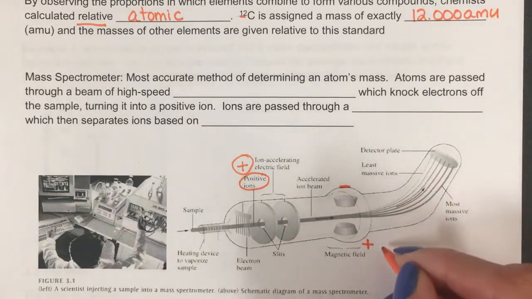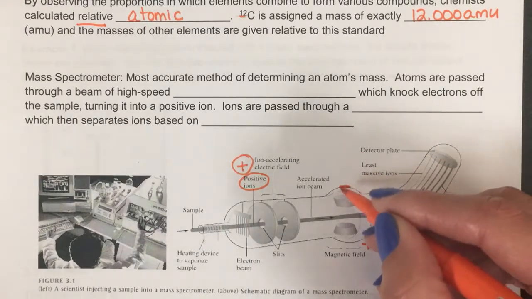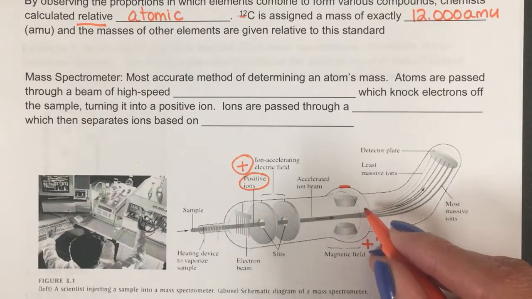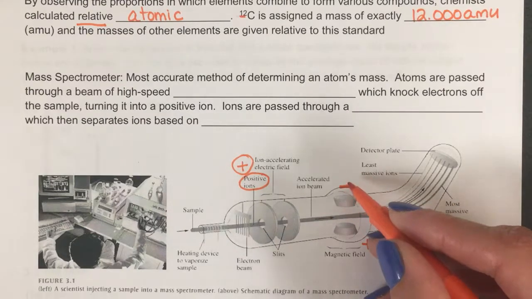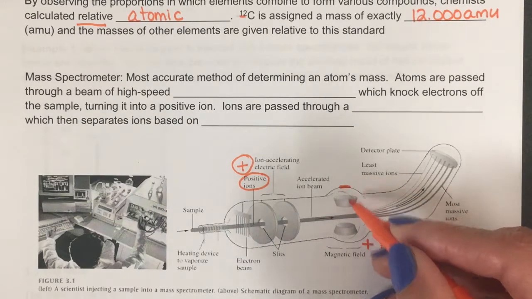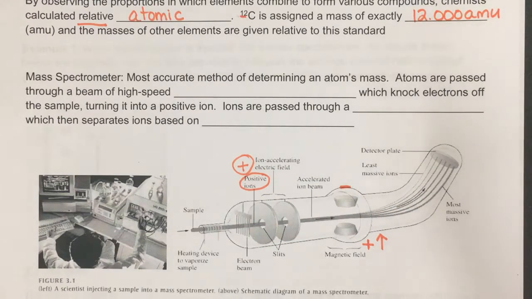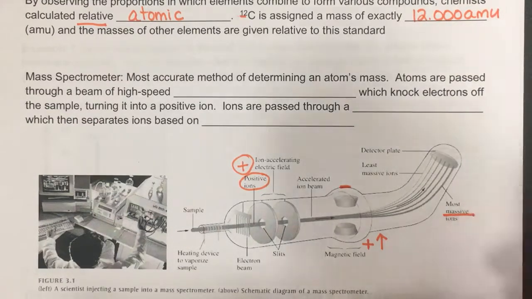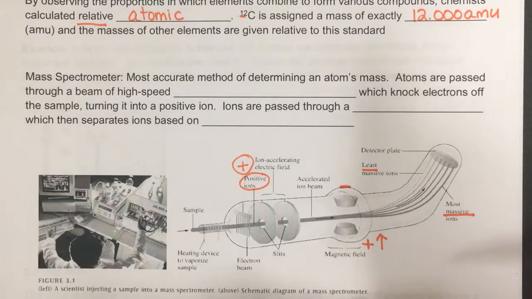Like charges repel, opposite charges attract. So what's going to happen is this positive plate is going to push on my positive ions so that they move away from it. My negative plate is going to pull on my positive ions so that they move toward it. Okay? But not all of my ions are the same mass. Some are going to be larger than the other, okay? So they're all going to be pushed and pulled with the same force.